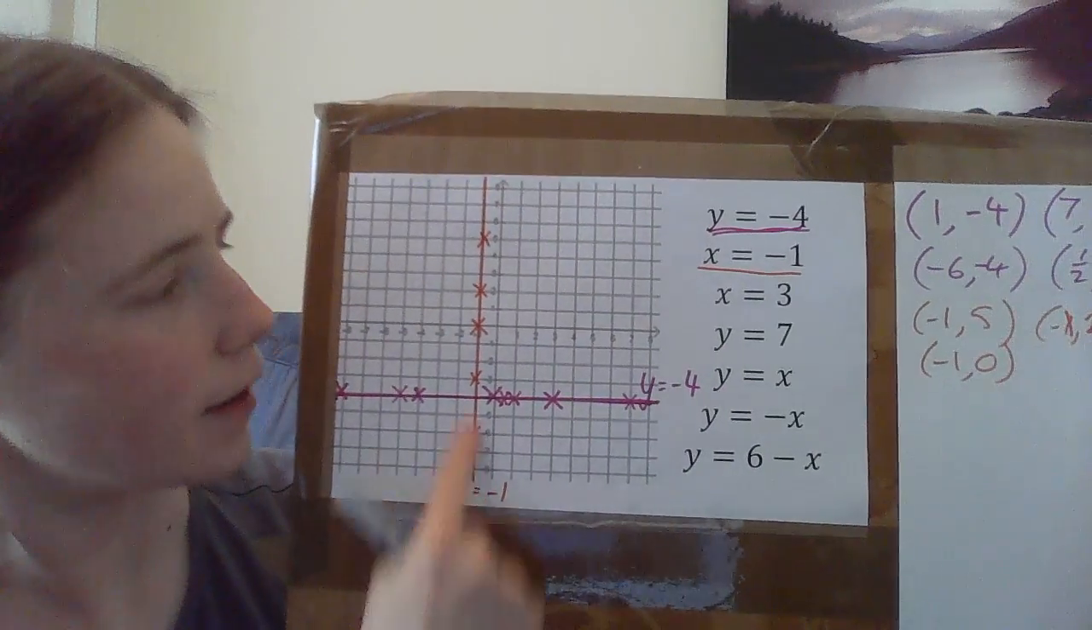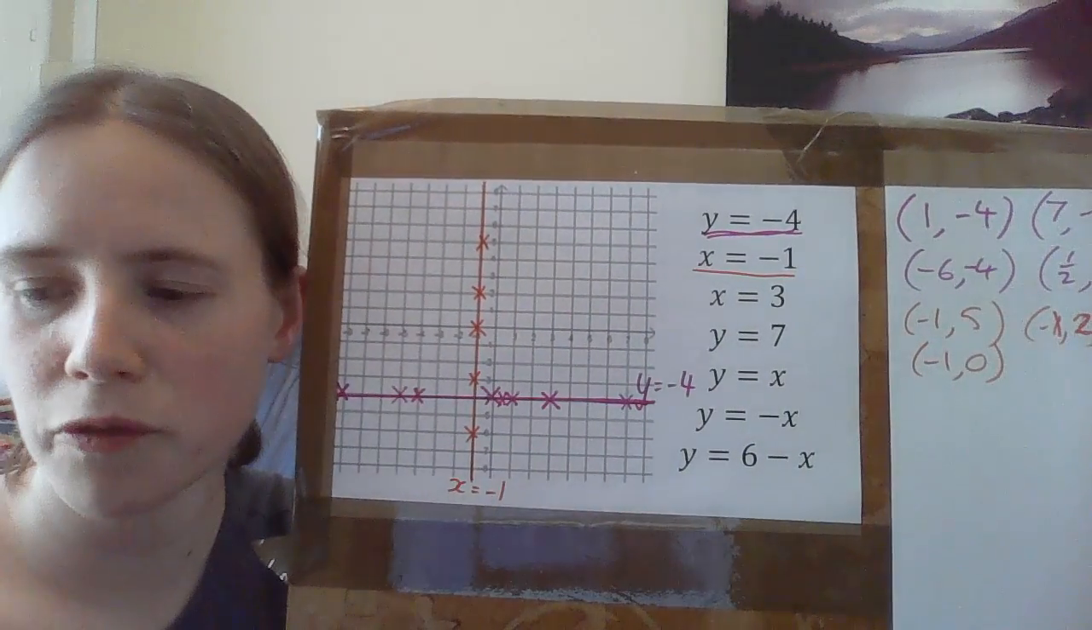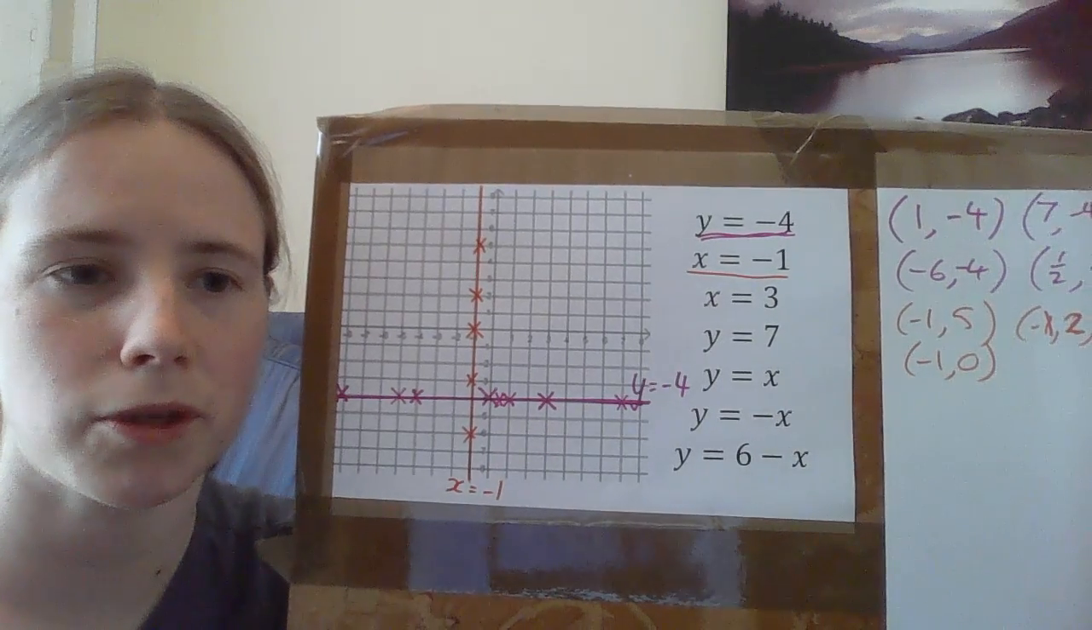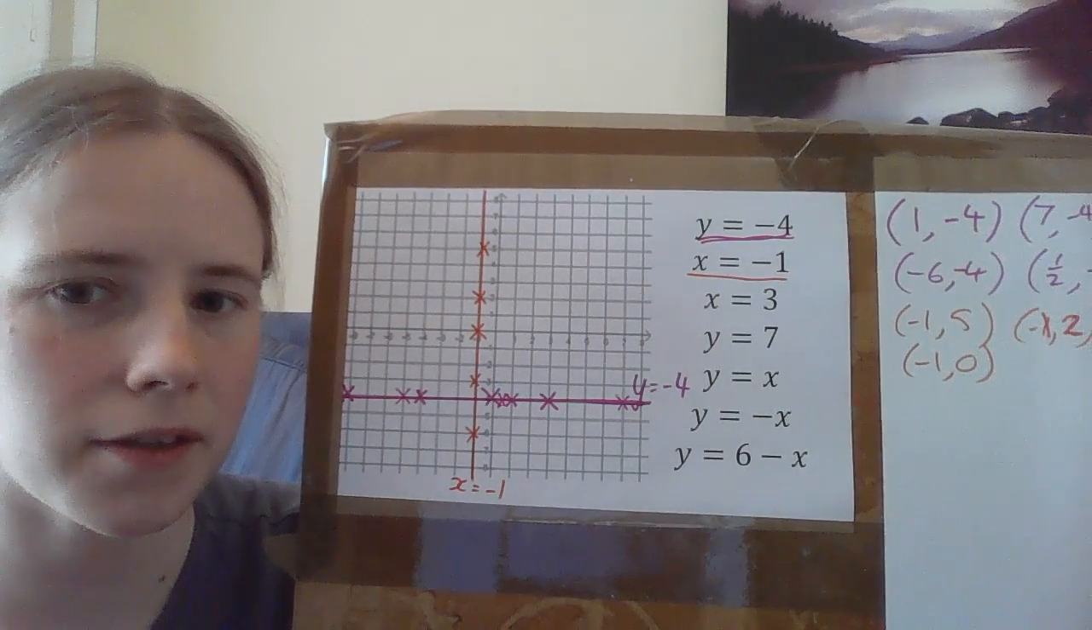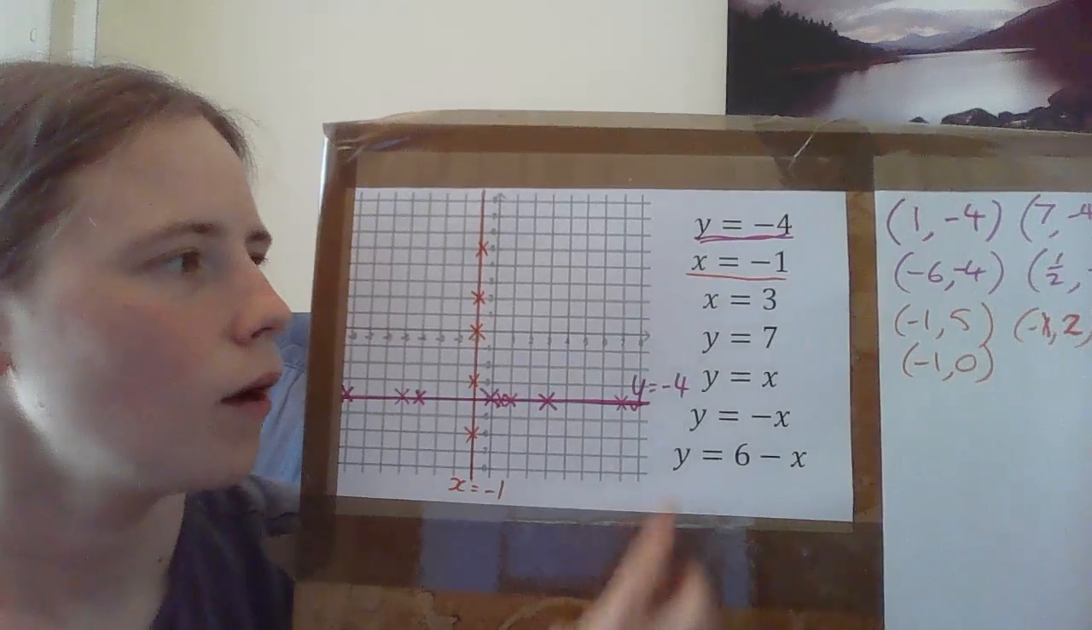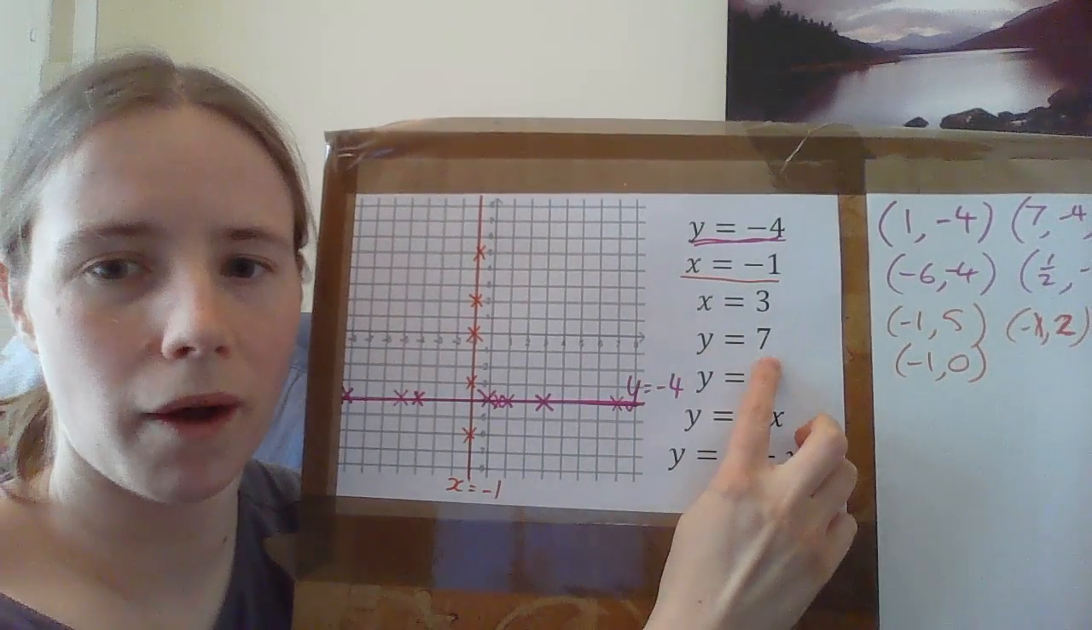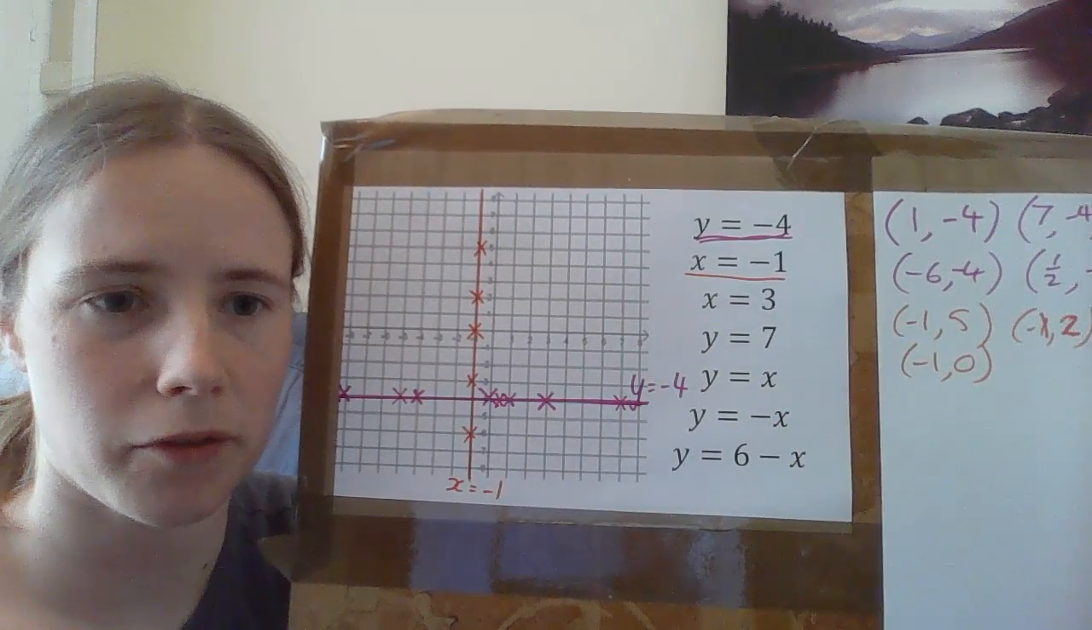Okay, so here's my line, x equals -1. Now, if you feel at this point really confident with what we're talking about here, pause the video and see if you can guess or imagine what x equals 3 would look like and what y equals 7 would look like before I go through them.